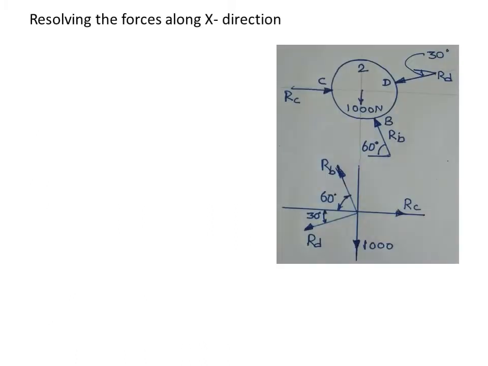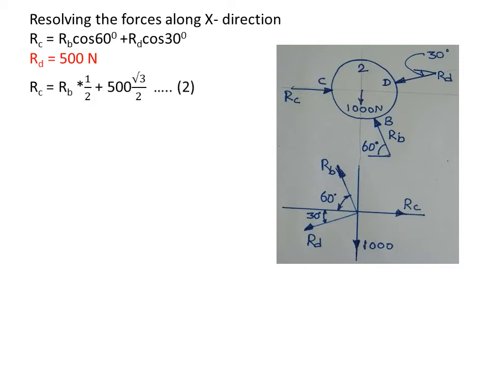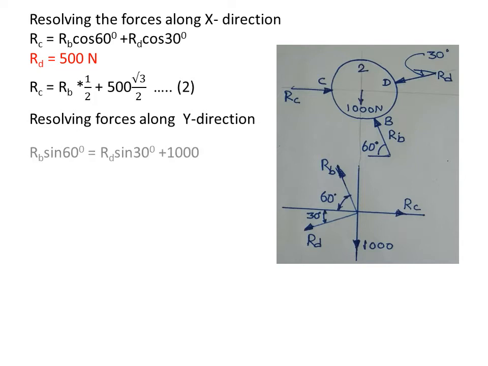Resolving the forces along x direction. RC equal to RB cos 30 degrees plus RD cos 30 degrees. We know the value of RD. RD is 500 newtons. By substituting that value of RD, RC equal to RB into 1 by 2 plus 500 root 3 by 2. This is equation 2.